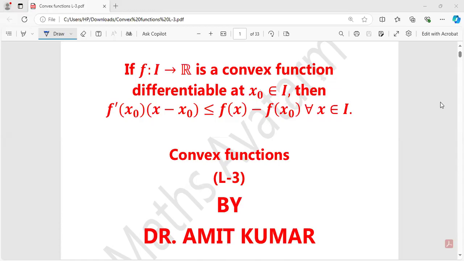So, today we are going to see one of the important questions. If f is a convex function on interval I and differentiable at some point x naught, then f dash at x naught into x minus x naught is less than or equal to f at x minus f at x naught for all x belonging to interval I. Make note that I is an interval here.